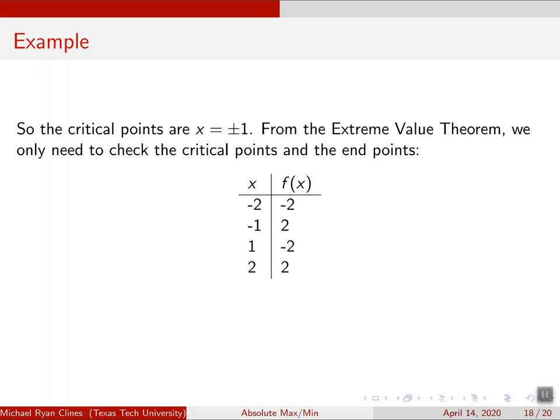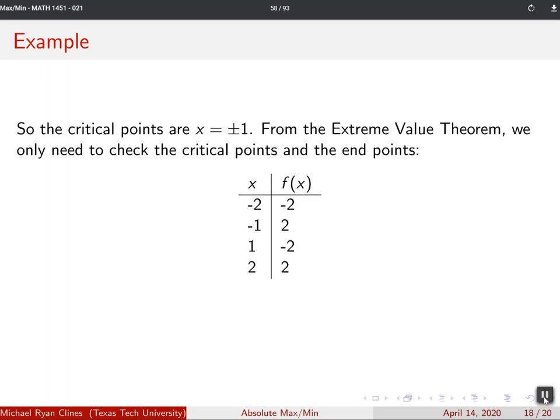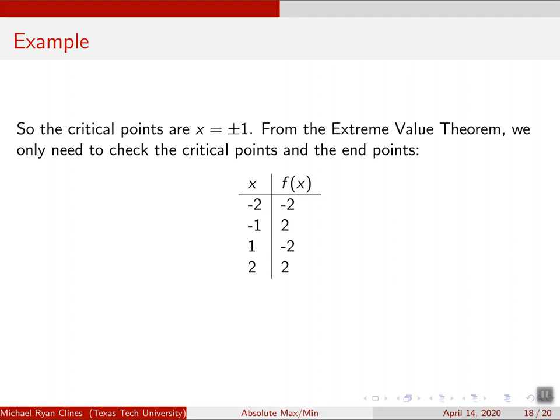So what we did was we took our 4 points, our 2 critical points and our 2 endpoints, and we evaluated f at all those points, and we have -2 and 2 as our outputs. We know our absolute maximum and our absolute minimum lie in there.